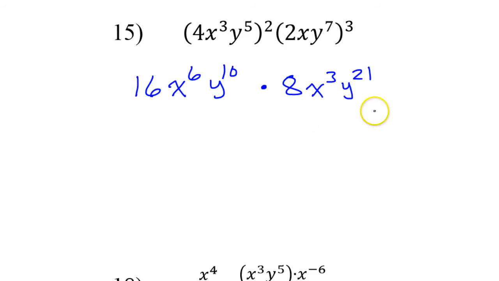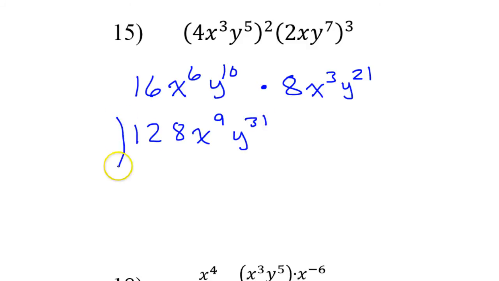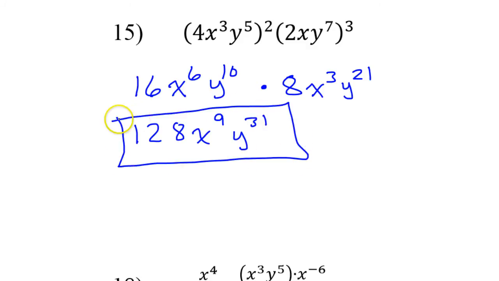And then we will go ahead and multiply this out. Now, off the top of my head, I'm not sure what 16 times 8 is, so I'm going to do that on a calculator. All right, now we're not allowed to use scientific calculators for this, but a 4-function calculator would give you this. So that's 128. And then as I'm multiplying these variables, I'm going to add the exponents. So this will be x to the 9th, and this will be y to the 31st power. So this would be your answer to number 15.